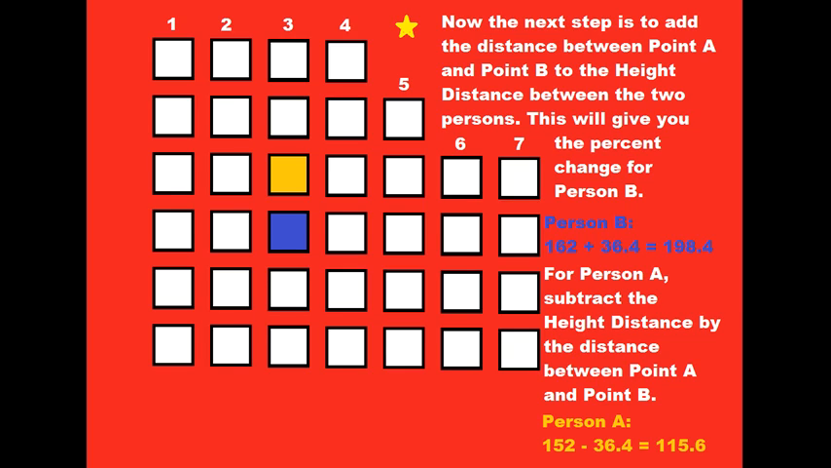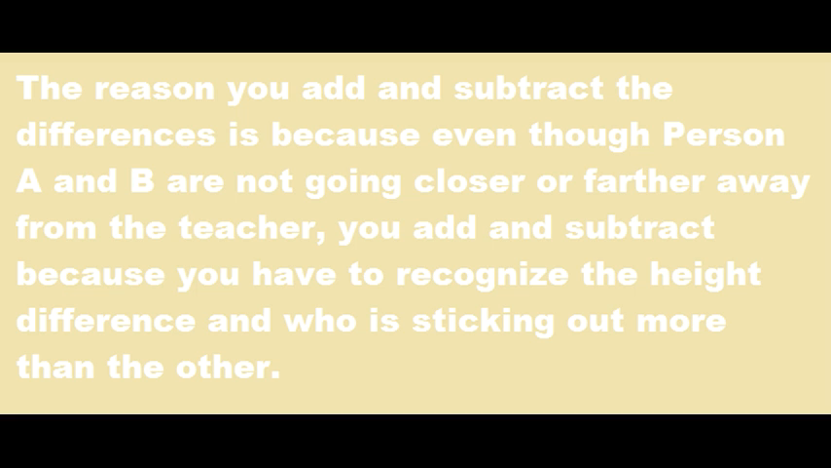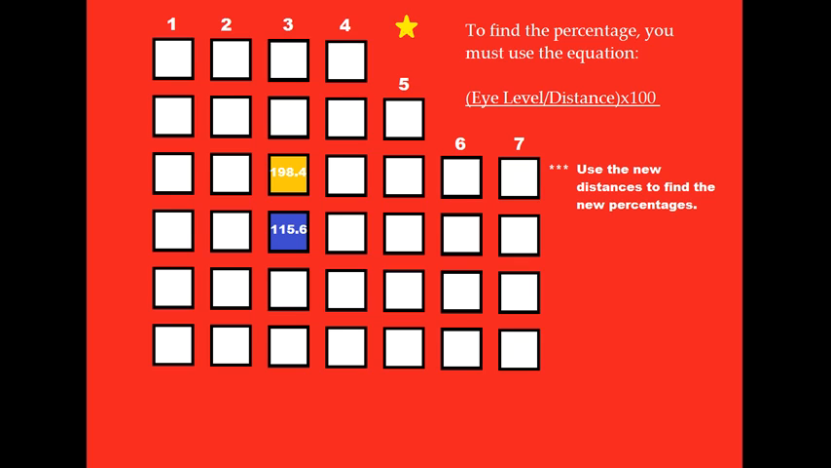For person A, subtract the height distance by the distance between point A and point B. The reason you add and subtract the differences is because even though persons A and B are not going closer or farther away from the teacher, you add and subtract because you have to recognize the height difference and who is sticking out more than the other. Now that you have the new differences calculated, you just plug it back into the equation. Eye level divided by distance times 100. Here are the new percentages.